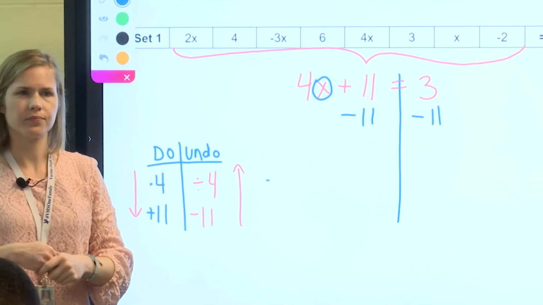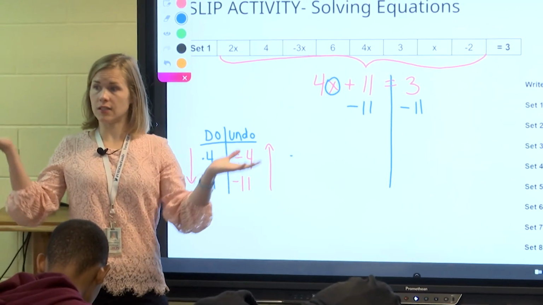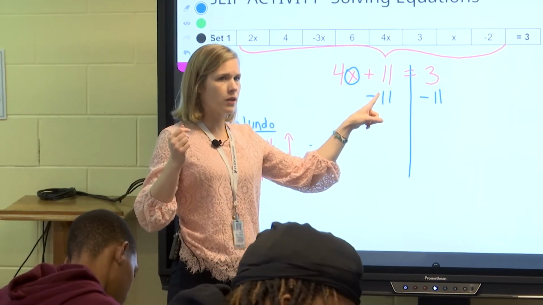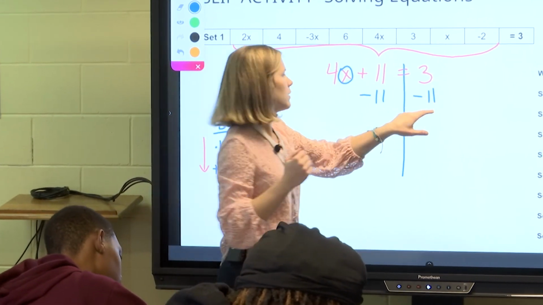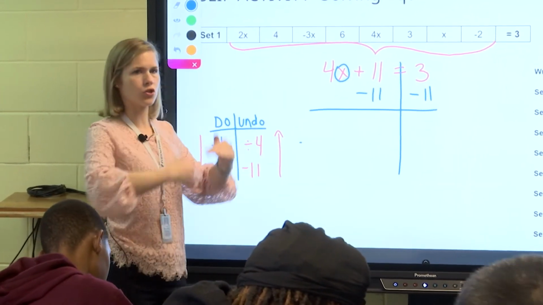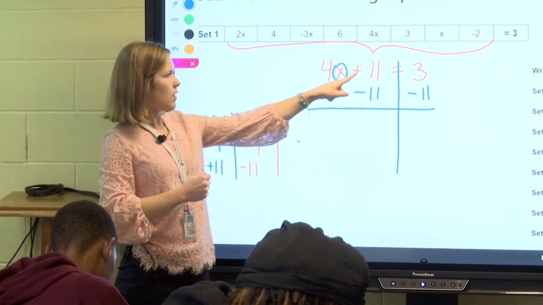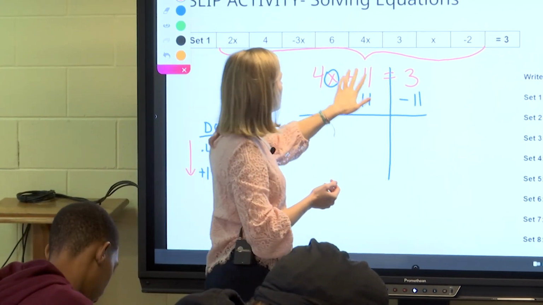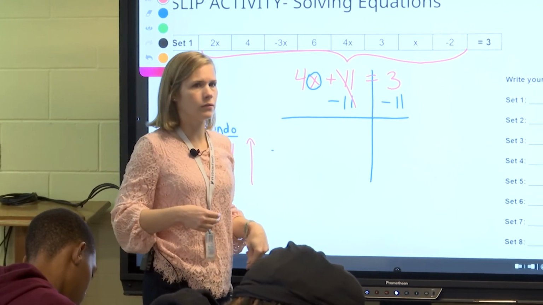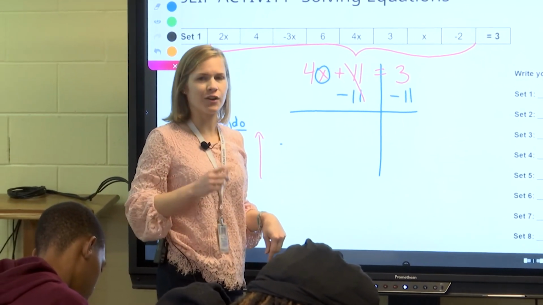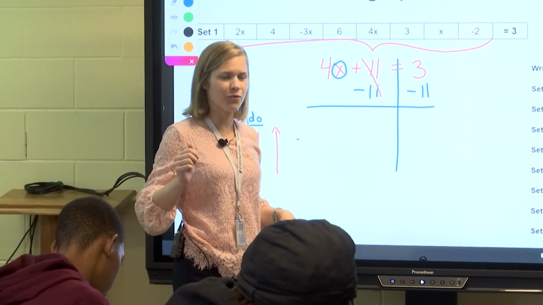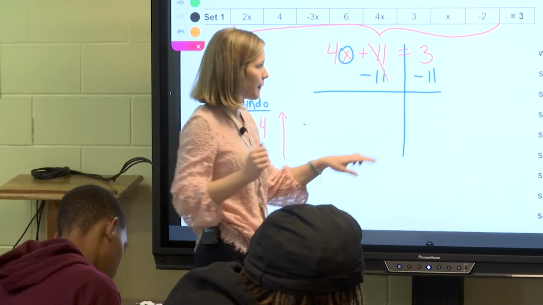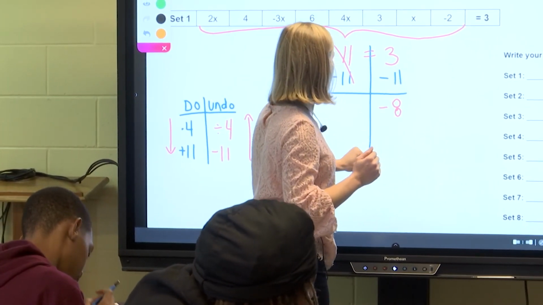Why? Because an equation is a balance beam. Virtuoso says it balances it back out. You can't do something on one side of an equation and not do it to the other, right? So I like to draw that just to show that I'm going to a new step. 11 take away 11 is 0. That's why we did it. It goes away. Okay. What's 3 take away 11? Negative 8. Okay. I hear negative 8. I hear 10. 3 take away 11. It's 8. Is it positive or negative 8? Negative. Negative 8. Okay. So that's there.